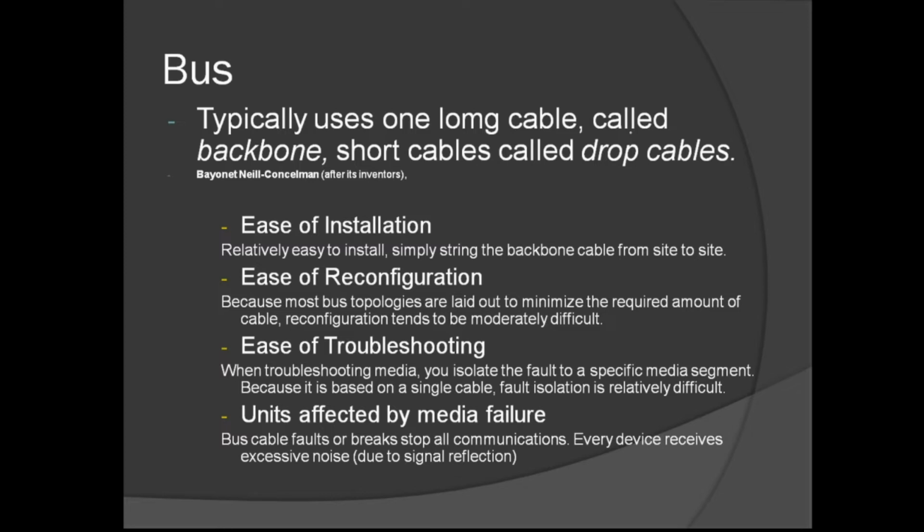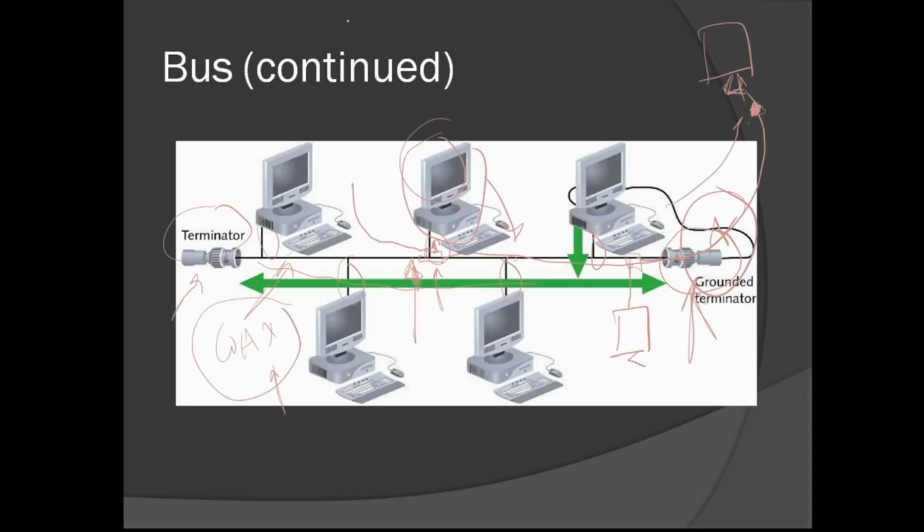So ease of troubleshooting. When troubleshooting media, you isolate the fault to a specific segment because it is based on a single cable. Fault isolation is relatively difficult. Yung fault isolation kasi, since this is only on a single cable, ang hirap i-detect kung aling portion ng cable ng network, aling drop cable, mahirap identify because you only have a single cable which runs on the network.